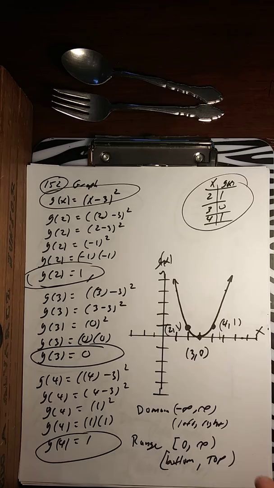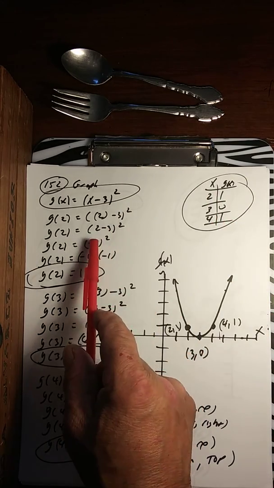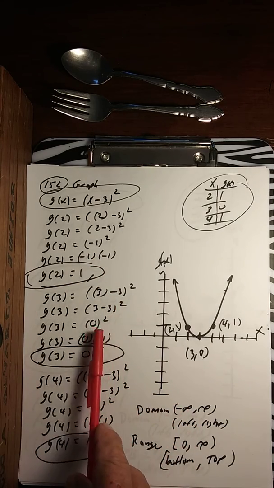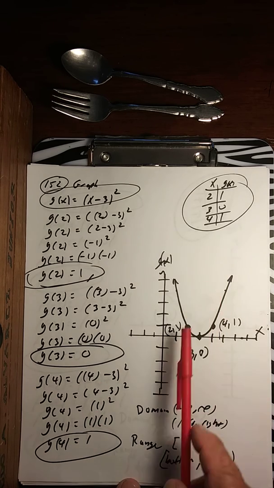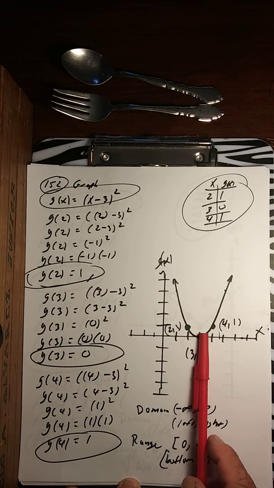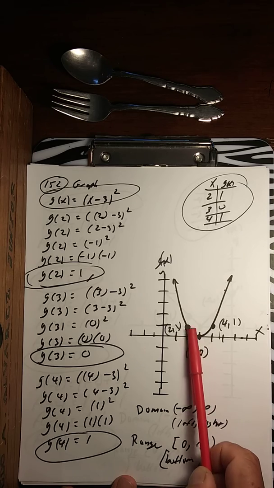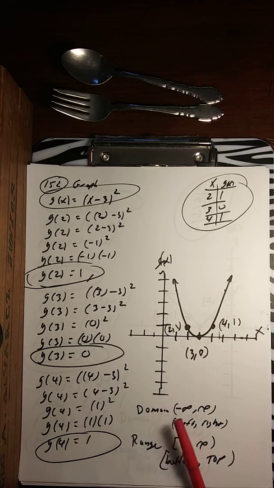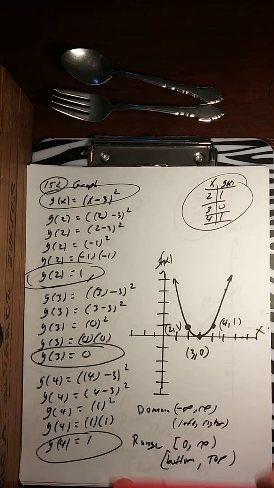This one, put a 2, 3, 4. Put a 2 in there. That's going to be negative 1. Negative 1 squared is 1. 3 minus 3 is 0. 0 times 0 is 0. 4 minus 3 is 1. 1 times 1 is 1, so that's it. So we have 2, 1. We have 3, 0, and we have 4, 1. Again, this is the vertex right here. The min is going to be 3 and 0. So now domain is negative infinity to infinity. The range is from 0 to infinity.